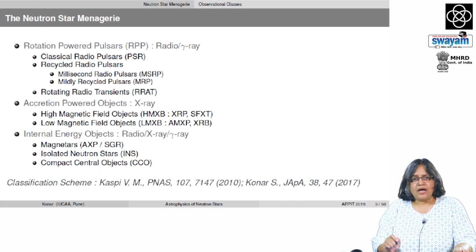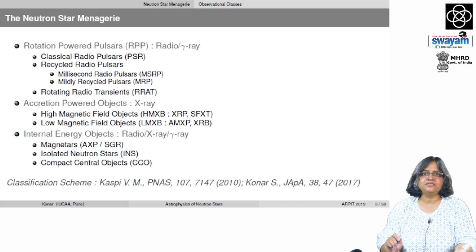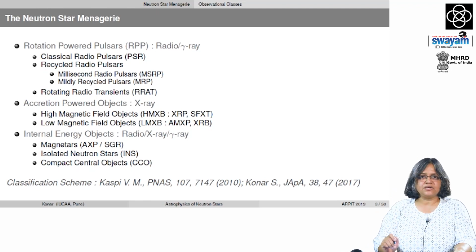Then we have recycled radio pulsars, and why we call them recycled we will explain in a short while. And there we have the millisecond radio pulsars with very fast spin in the millisecond range and lower magnetic field, and mildly recycled pulsars, which are in between the classical radio pulsars and millisecond radio pulsars. Then you also of course have the rotating radio transients within this category.